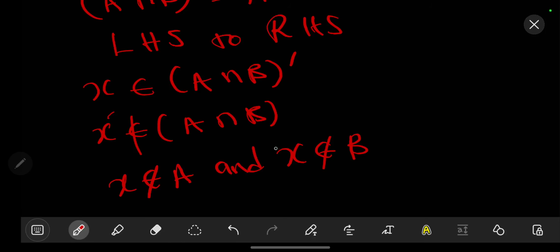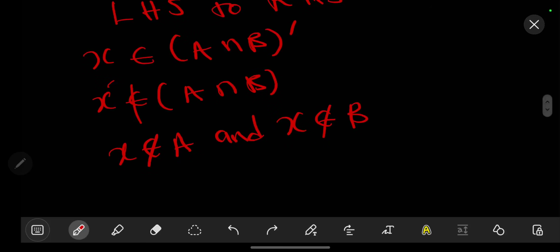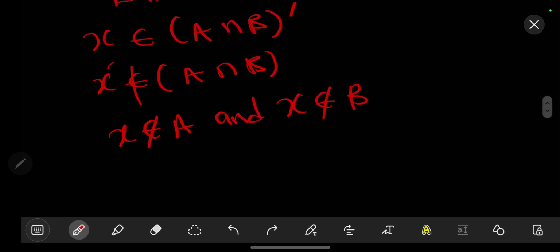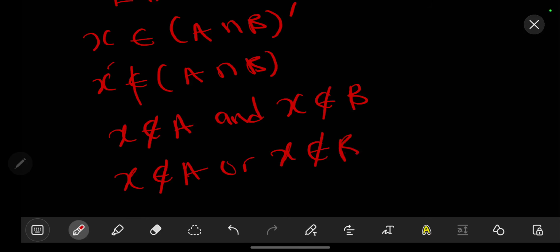Now, if your lecturer doesn't like you exchanging the word and, maybe they just want you to go direct, you can just put or from here. But the standard approach is for you to use and there. Then what we are going to have is that our X must not be a member of A, or our X must not be a member of B.